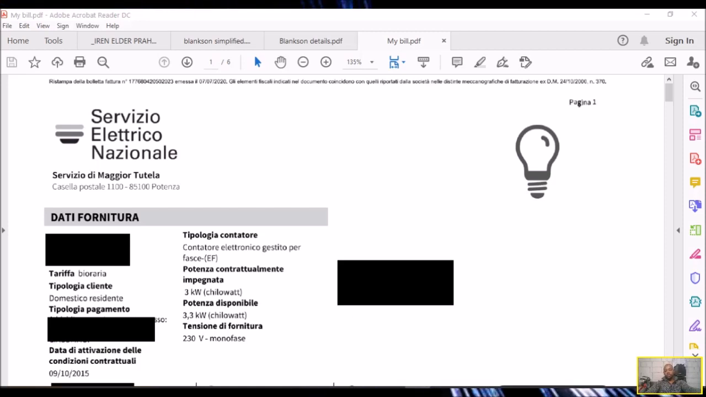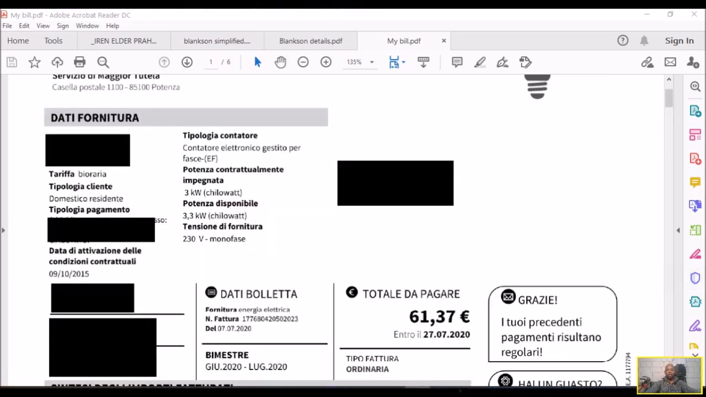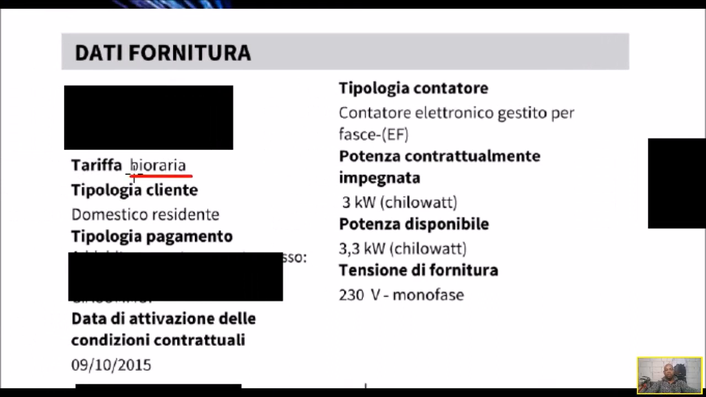That is kilowatt hour. As you can see, this bill here is that of the Servizio Elettrico Nazionale. This one is not Mercato Libero. Normally, some of the important things you have to look at in the bill is the tarifa. That is what they are billing you on, which is bi-horario. Either you have bi-horario or you have mono-horario. I think I explained this in my first video. So with this bill, they are billing me on bi-horario.